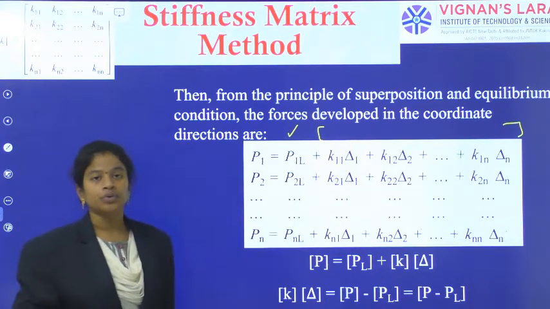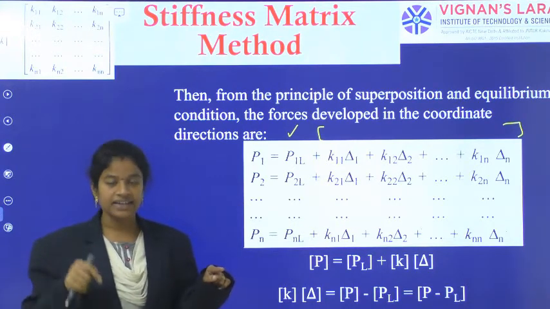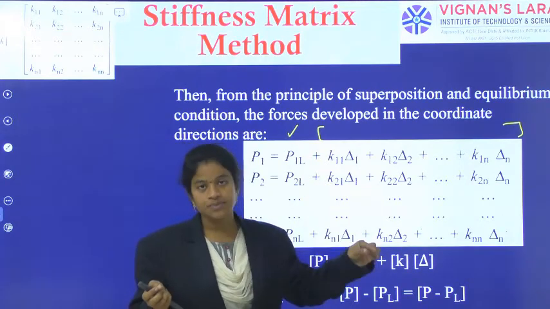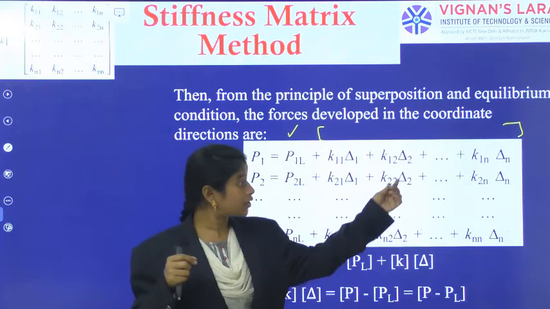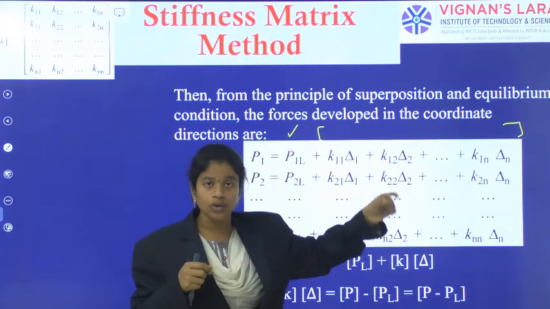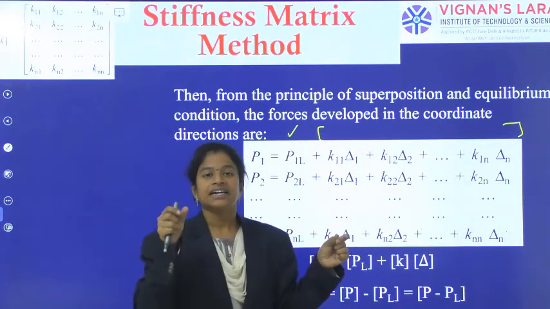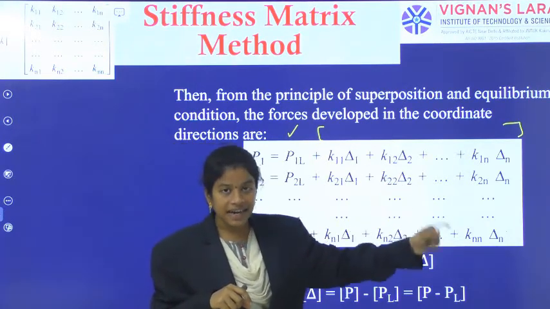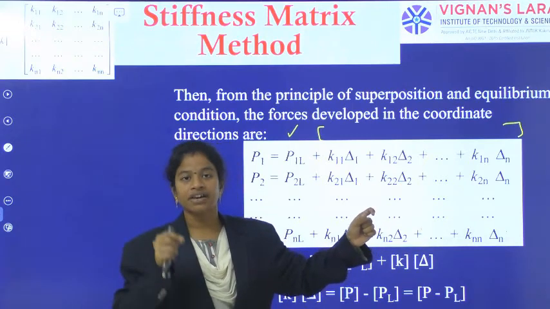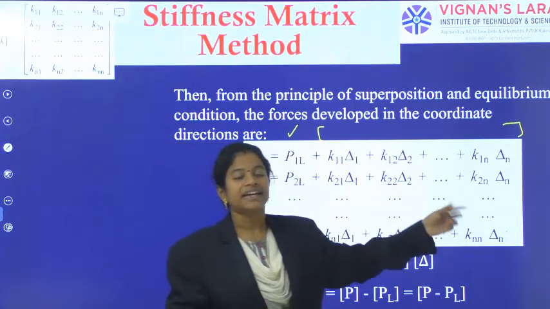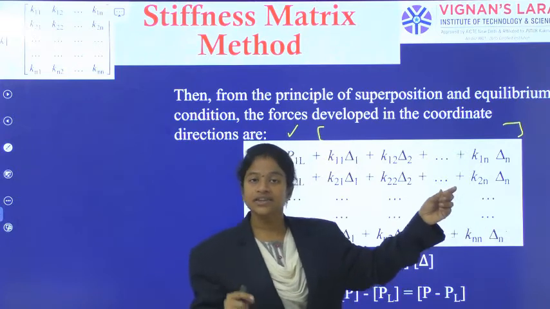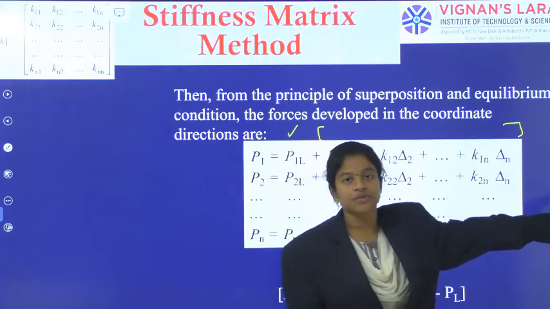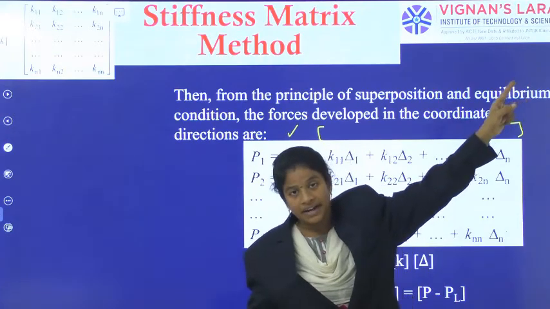So, due to delta 1 displacement at 1, what is the force generated? Due to delta 2 displacement at 2, what is the force developed at 1? Similarly, due to delta 3 displacement, what is the force developed at 1? Due to delta 4 displacement, what is the force developed at 1? Due to delta n displacement, what is the force developed at 1?